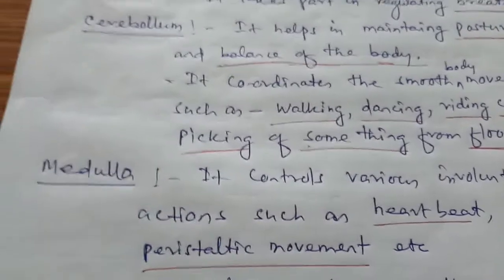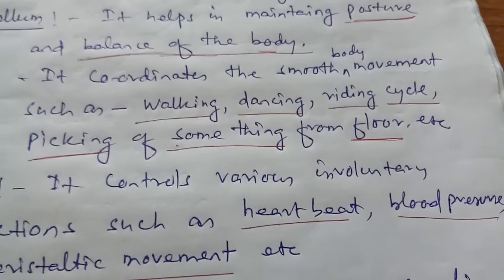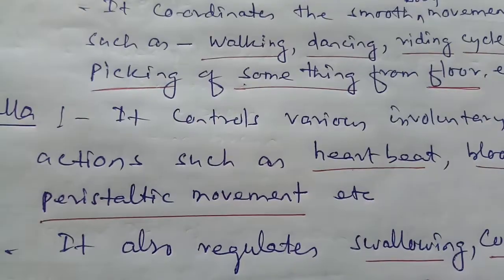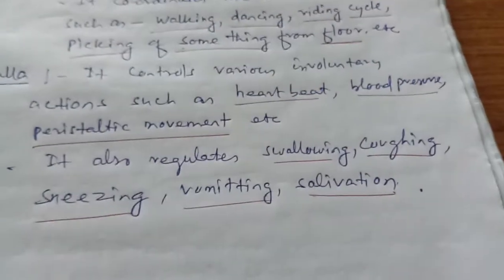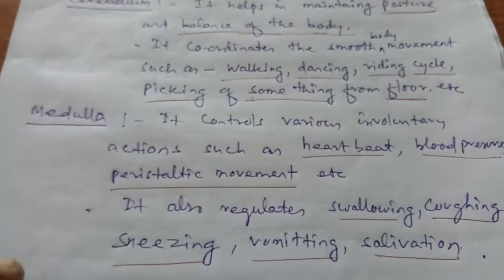The medulla oblongata is the last part of the hindbrain. It controls various involuntary functions like heartbeat, blood pressure, peristaltic movement, etc. It also regulates swallowing, coughing, sneezing, vomiting and salivation. This is all about the brain.